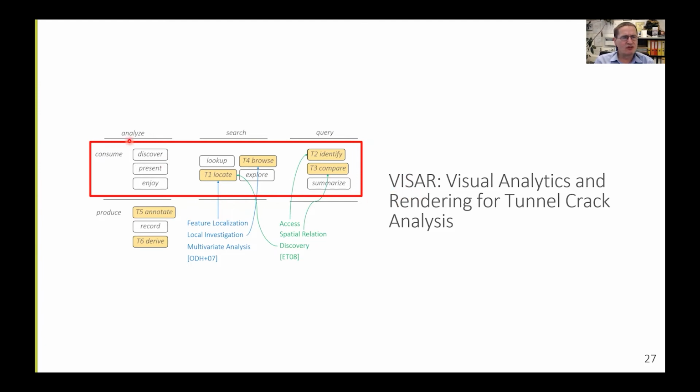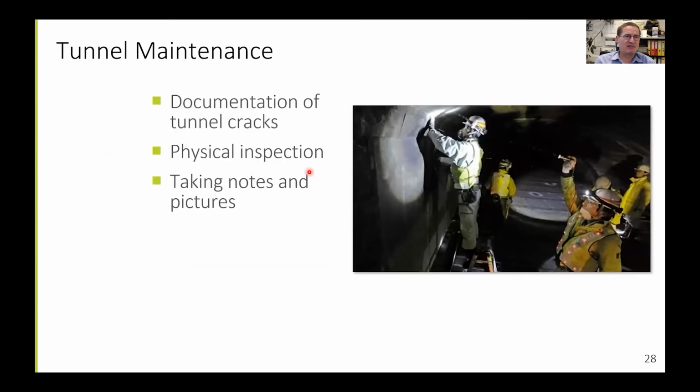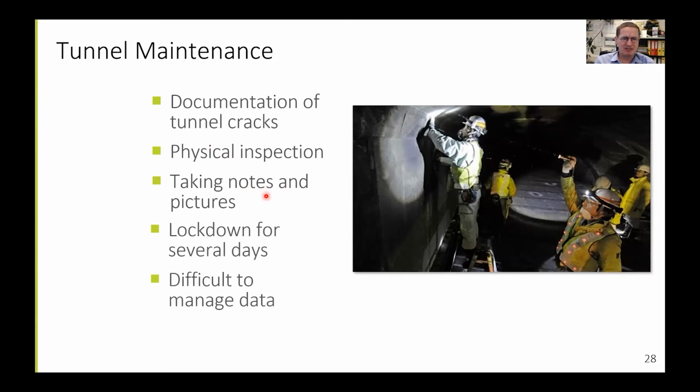This basically concerns the consume type of tasks that you have, and that means locating, browsing, identifying, and comparing. So what's going on in the tunnel maintenance? Well, in the past, people were manually going through the tunnel, inspecting, maybe taking pictures. So there was a physical inspection with taking notes and pictures.